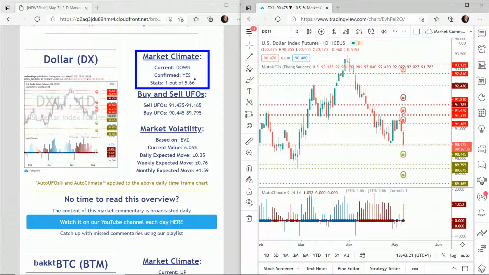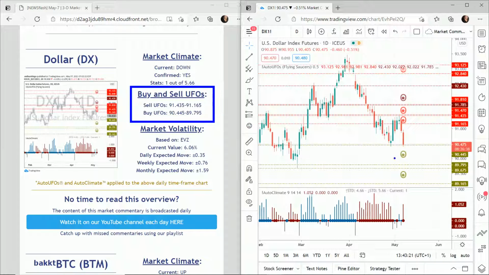Usually this market would move down for 6 candles, and we're on candle number 1. So again, we have probability that it continues to the downside. Now the only thing that may get in the way of that are our buy orders. So we have a stack of buy orders here at 90.445 to 89.795. Now it's already worked in the sense that price came in, hit this stack of buy orders, and moved up from there. That's what we expect buy orders to do, is push price upwards, and that's exactly what they did do.